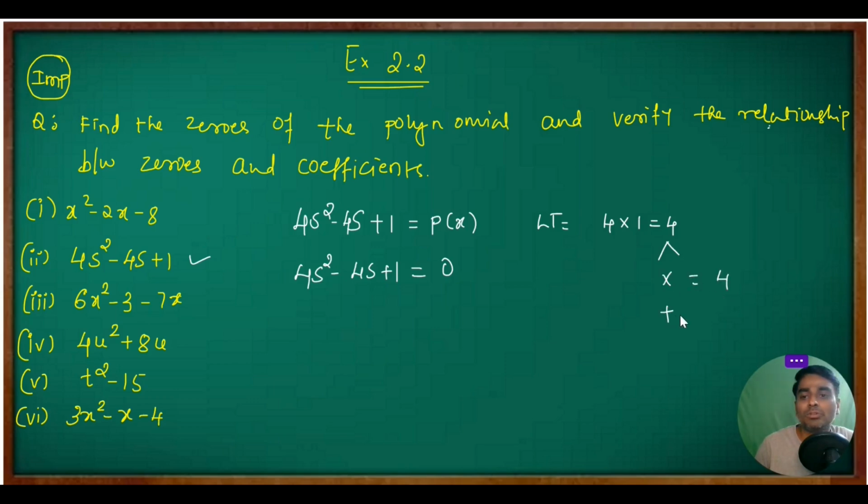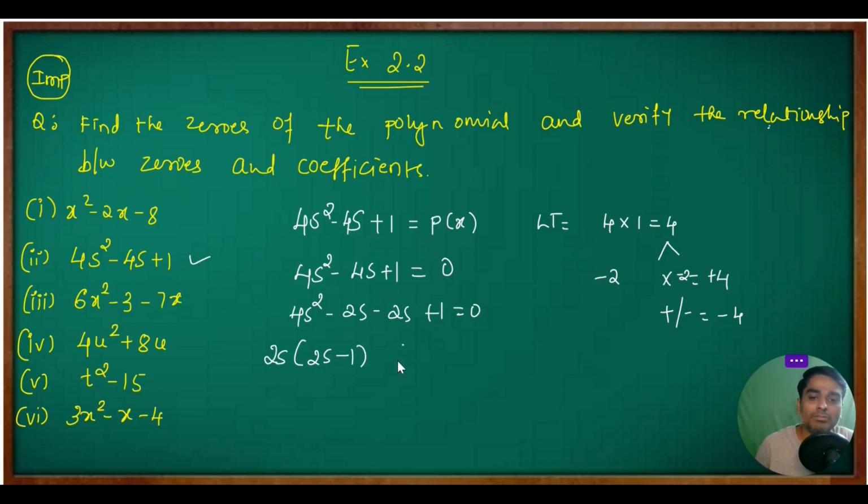Now I have to search for two numbers that multiply to 4 and add or subtract to give minus 4. So can it be minus 2 and minus 2? Minus 2 into minus 2 will be plus 4, and minus 2 minus 2 will be minus 4. So I will write here 4s square minus 2s minus 2s plus 1 equal to 0. Correct. Here I will take 2s common, then I am left with 2s minus 1. In the second group there is a sign change, plus on top and minus below, so minus is taken out. And 2s remains as it is, there is no change in the term. 2s here, 2s here, 1 here, 1 here, so nothing has come out, which means 1 has come out.